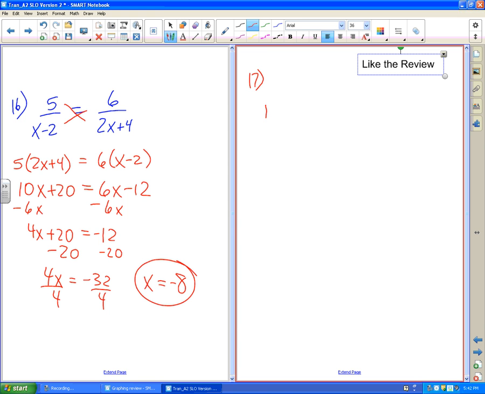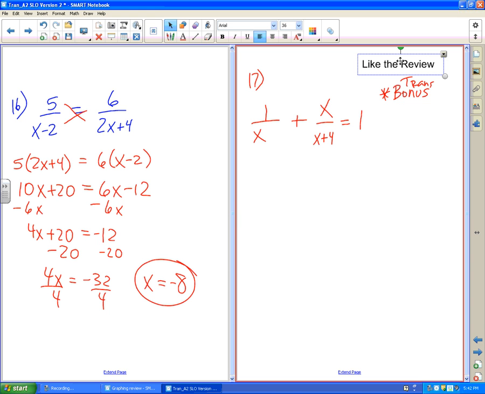17 is a bonus type, so you can try to learn how to do it. This is a bonus if you are in algebra transitions. You need to know how to do this if you're in algebra 2. What you do is you times everything by what's on the bottom.